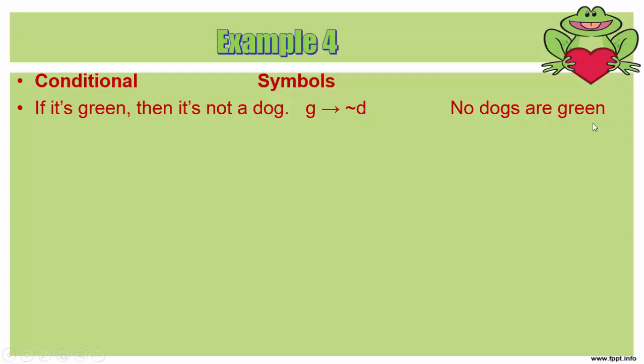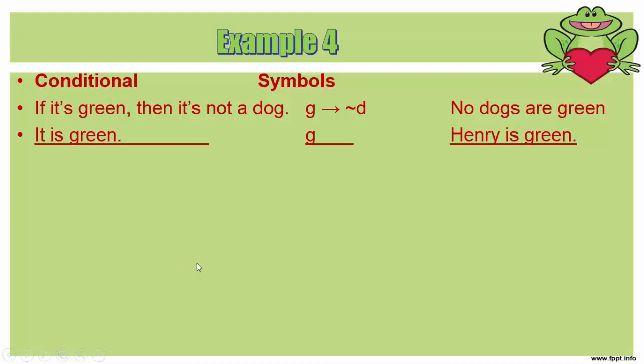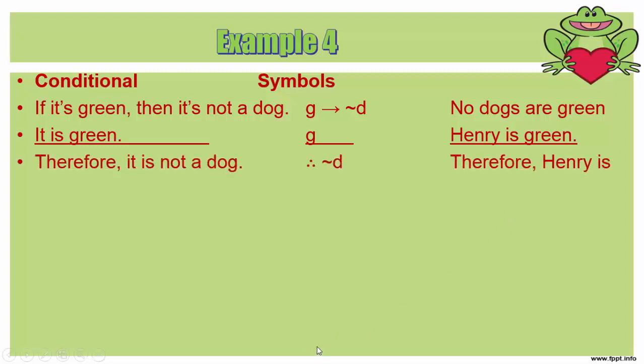No dogs are green. We can conclude that there. But that's not technically, so no dogs are green. Then we can say it is green. And that's the conditional, and the symbol green, and then we say Henry is green. Therefore, it is not a dog. So therefore, Henry is not a dog.